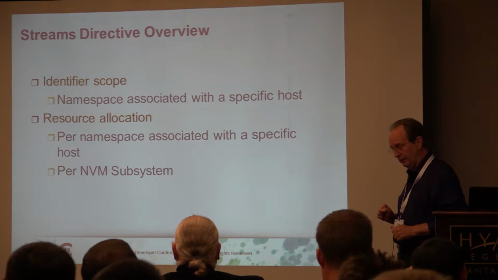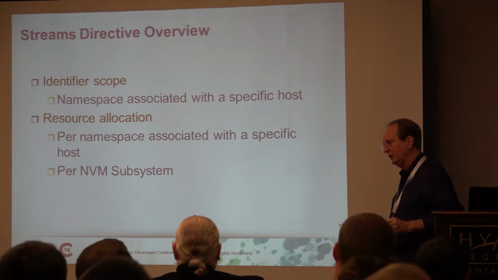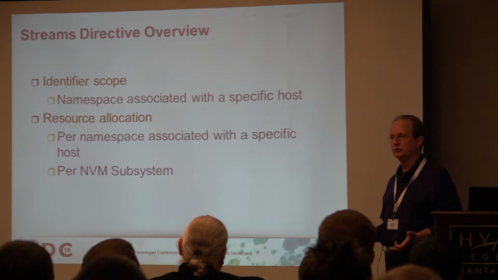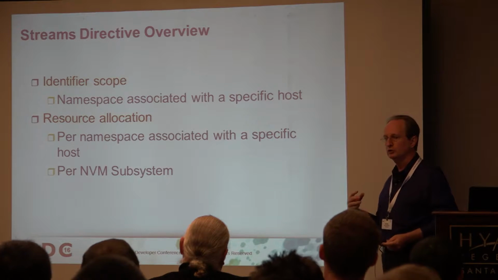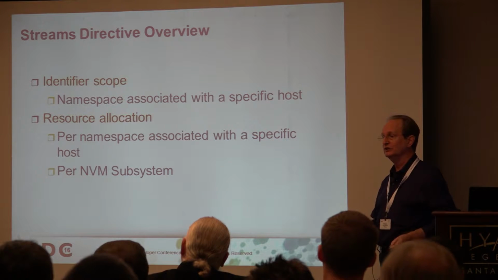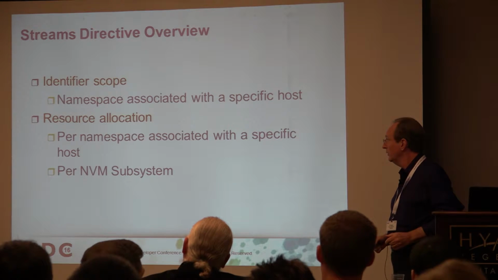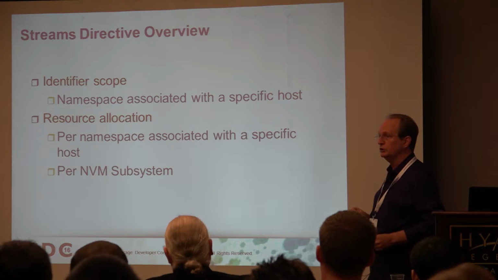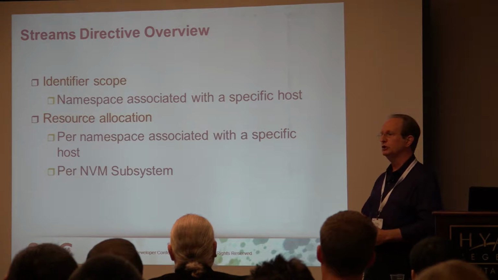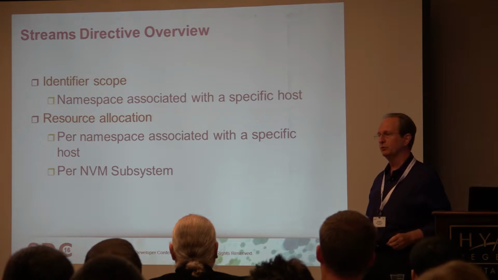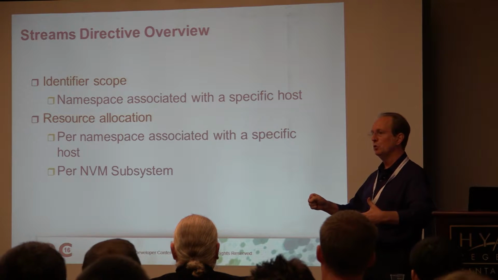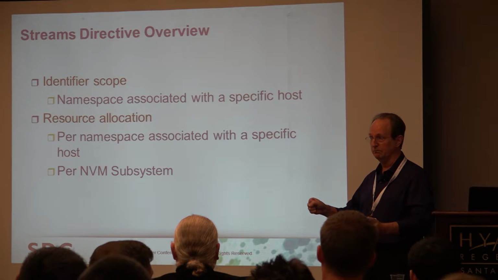Resource allocation. One of the things that came up is an NVM subsystem has some amount of resources that it can use for streams. And that is, however, whatever the maximum number of streams that subsystem is capable of supporting. Those resources can be allocated two different ways. They can be allocated just based on the entire NVM subsystem, in which case every time I want to go down and start using a stream, it comes out of a pool that's there for the entire subsystem.